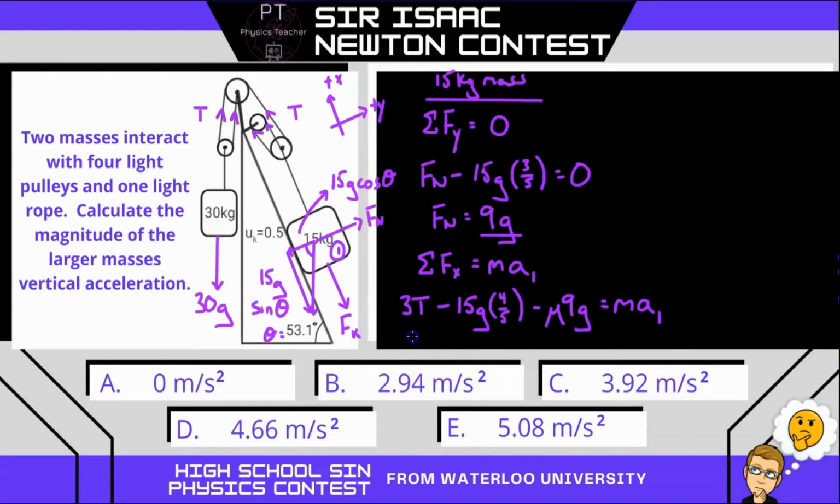Alright, simplifying this a little bit, we get 3T minus, this here would be 12g, and if you sub in mu as 0.5, that's 4.5. So 12 plus 4.5 is minus 16.5g. And that'll equal our mass, which is 15, times that acceleration a1. All right, let's go ahead and look at our 30 kilogram mass.